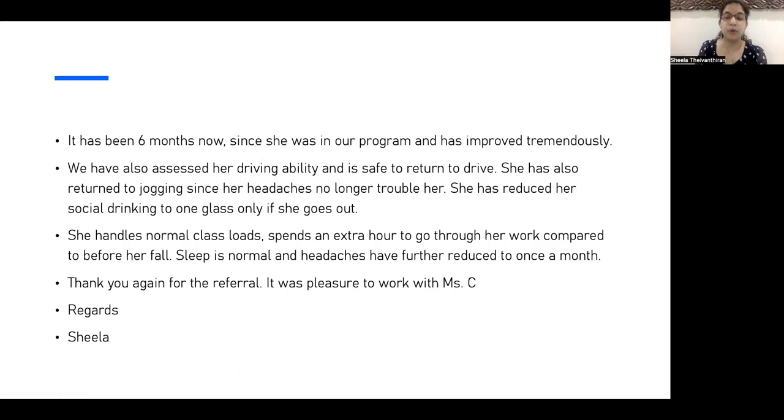So it's been 6 months now since she's been in our program, and she's improved tremendously. We've also assessed her driving ability, and she's safe to return to driving. She's allowed to return to jogging since her headaches no longer trouble her. She's reduced her social drinking to just one glass only if she goes out. She handles normal class loads now, but she knows she needs to spend an extra hour compared to before her fall to manage everything. She has a normal sleep pattern. Her headaches have reduced to once a month.